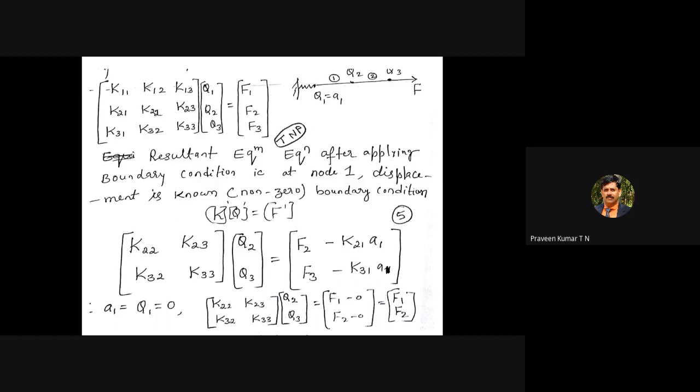Now you eliminate the first row and first column. Once you eliminate them, we can see the original order of the stiffness matrix, 3 by 3, is reduced to 2 by 2. There is no change in the stiffness matrix; you just eliminated the first row and first column of the stiffness matrix, and even the first row of the displacement vector, but there is a change in the force vector.